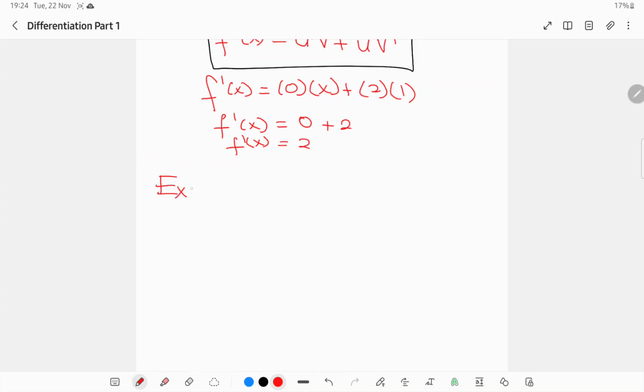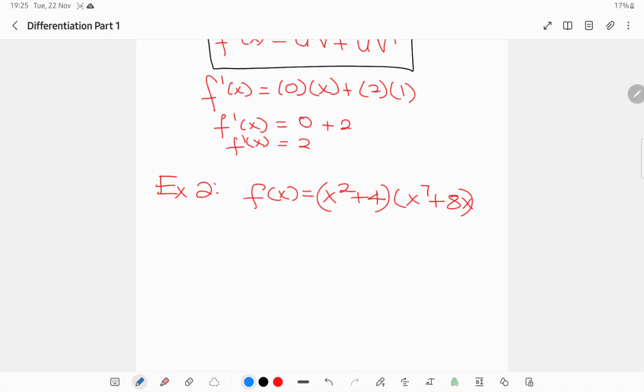So let's say example 2. Let's say you have f of x equals x squared plus 4, multiplied by x to the 7 plus 8x.